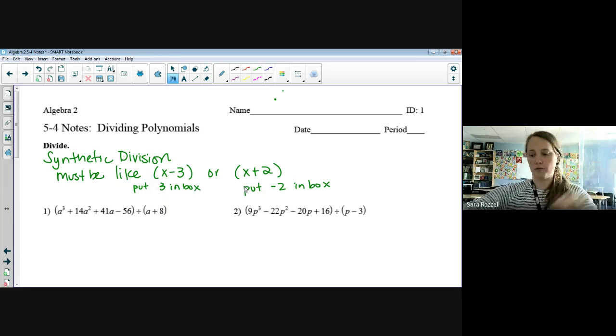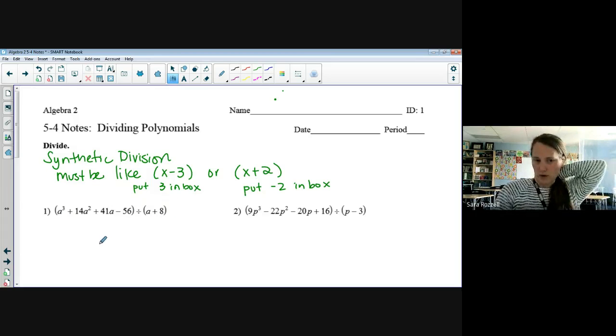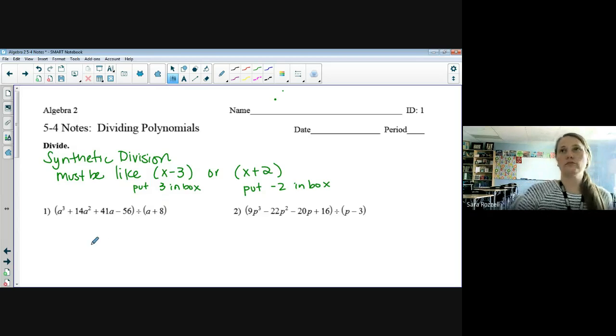You can go ahead and write the first problem out, but don't write the rest down until I'm done working it, the whole thing. So write the actual problem: a cubed plus 14a squared plus 41a minus 56 divided by a plus 8. All right, do you all have it written down?